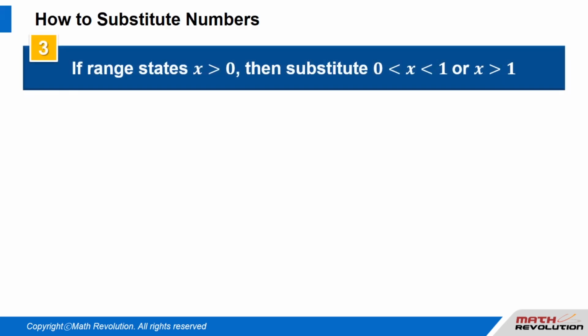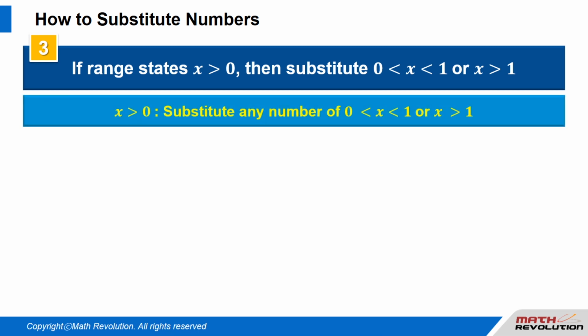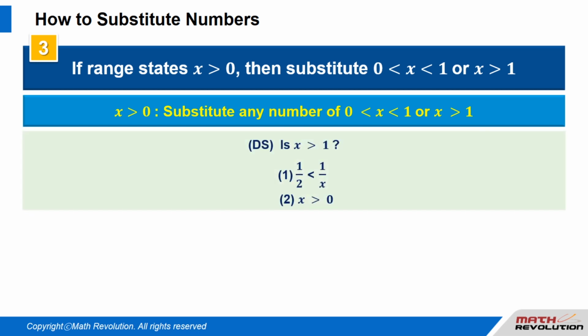3. If there is a range that states x is greater than 0, substitute 0 is less than x is less than 1, or x is greater than 1. In this case, x is greater than 0, we substitute any number of 0 is less than x is less than 1, or x is greater than 1. DS. Is x greater than 1?